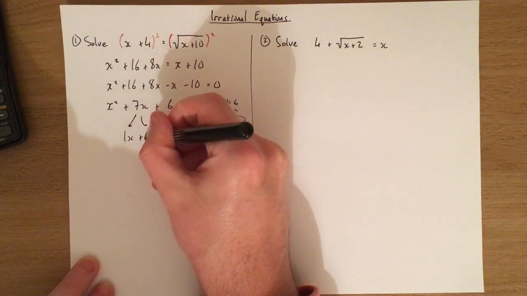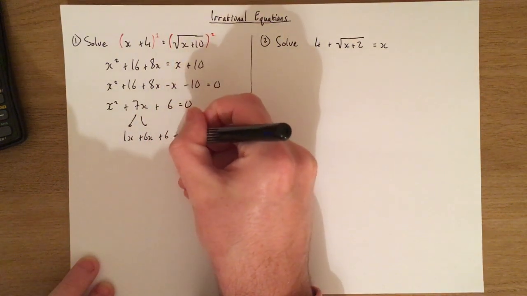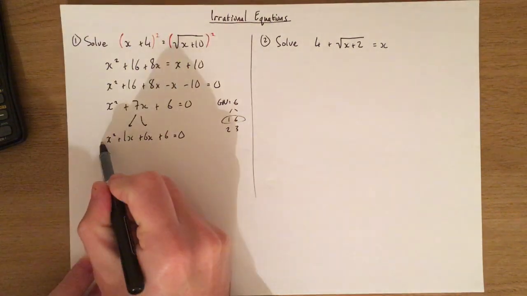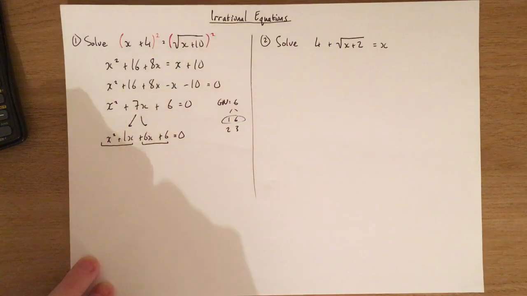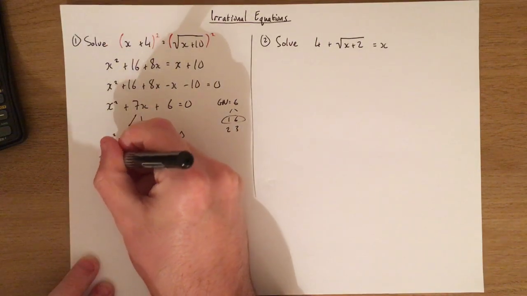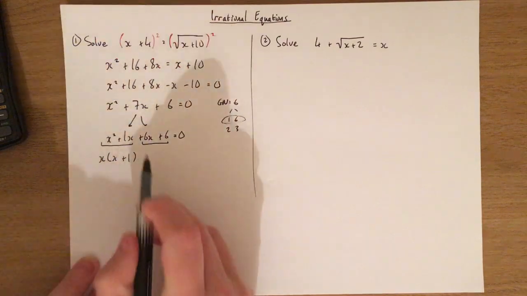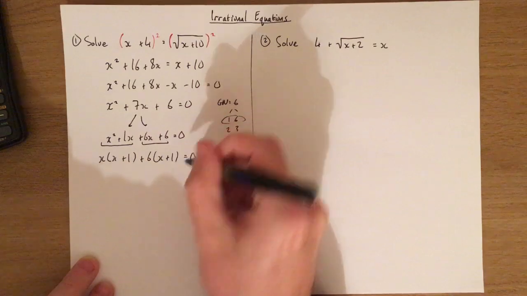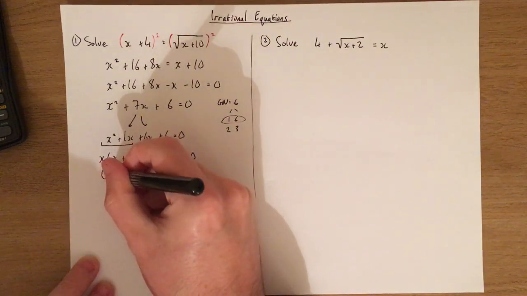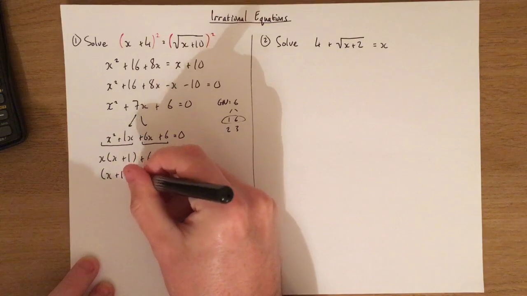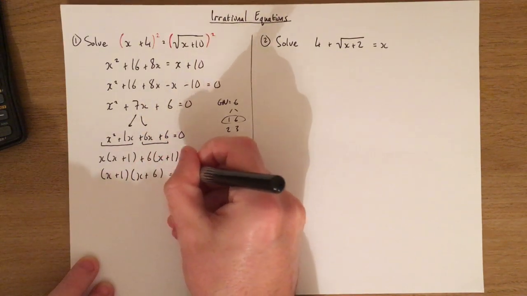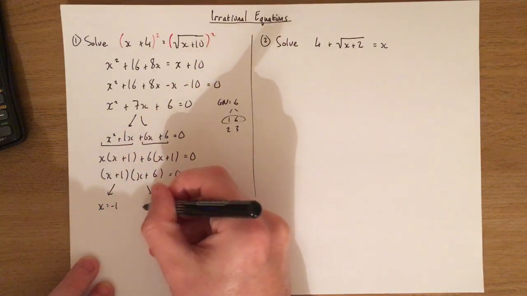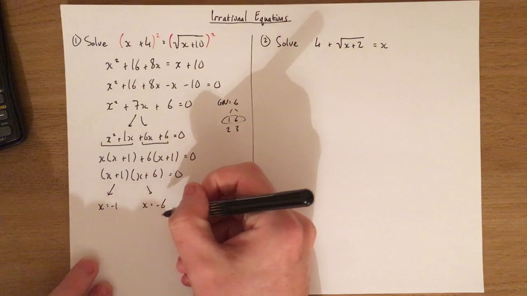So split that up into 1x plus 6x plus 6 equals 0 at the end, and x squared at the start. So two groups of 2. X squared plus 1x, factorize the x out, and you're left with x plus 1. 6x plus 6, factorize the 6 out, and you're left with x plus 1. Factorize the x plus 1 out, and you're leaving x plus 6 behind, so that's equal to 0. So that gives me x is equal to minus 1, or x is equal to minus 6.